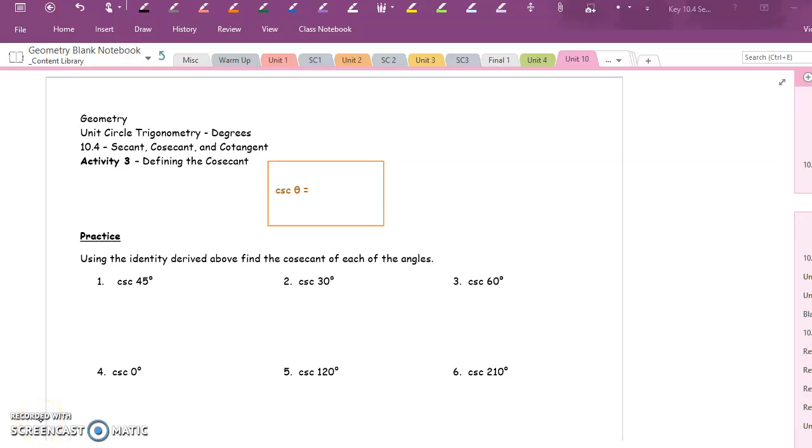In section 10.4, let's take a look at defining a cosecant. Cosecant can be abbreviated into CSC. So cosecant theta is equal to 1 divided by sine theta. We've looked at tangent, which is sine over cosine, cotangent, cosine over sine, secant, 1 over cosine, and then cosecant is 1 over sine. So this is the final identity that we're going to take a look at when looking at the unit circle in degrees.